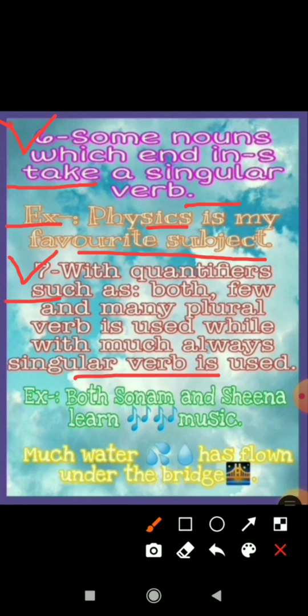Here you can see the example, both Sonam and Sheena learn music. So here the quantifier is both, and Sonam and Sheena, we have used a plural verb, that's why we have used learn here. Second one is, much water has flown under the bridge. So here the quantifier is much and we have used a singular verb with it, that is has.